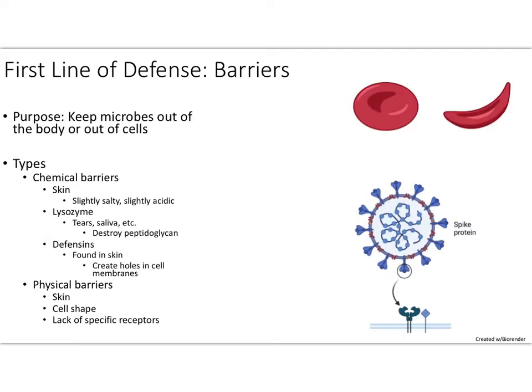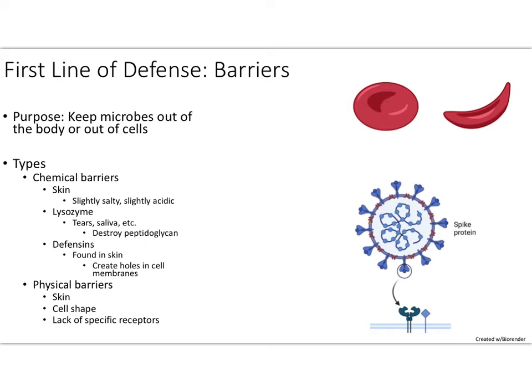The first line of defense in the innate immune system is composed of the barriers. The purpose of barriers is to keep microbes out of the body or out of specific cells. There are two broad types of barriers. The first one is the chemical barriers, and the second one is the physical barriers. Chemical barriers are found in various locations in the body. One great example is the barriers found on our skin.